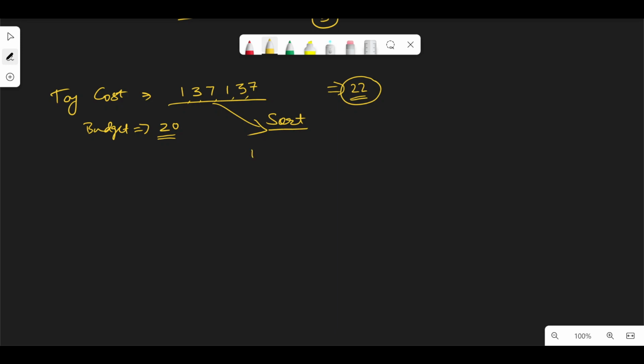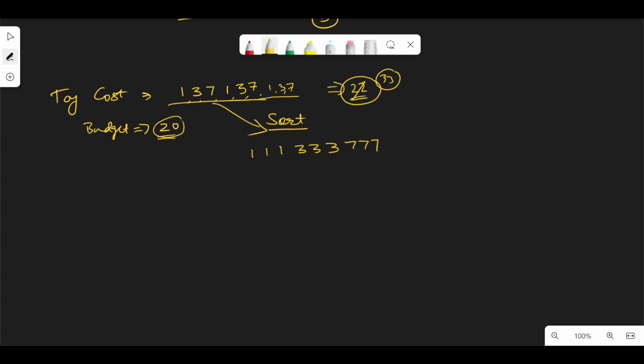And then it will become 1, 1. Maybe let's add one more just for fun. Okay, so let's add this. Just make it a big array, and then the sum is 33 and our budget is only 20. So then it becomes 1, 1, 1, 3, 3, 3, 7, 7, 7.